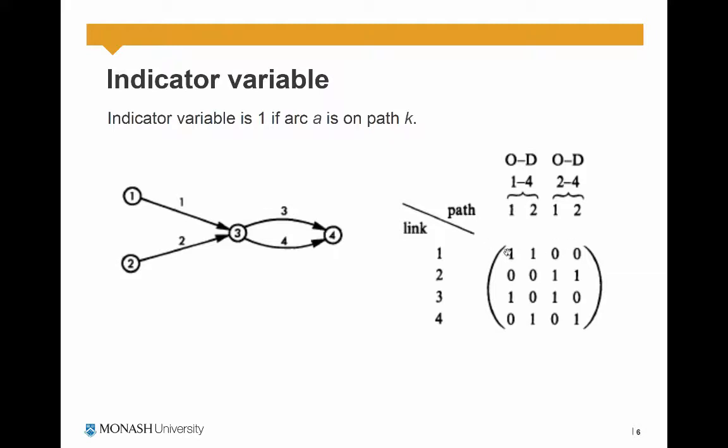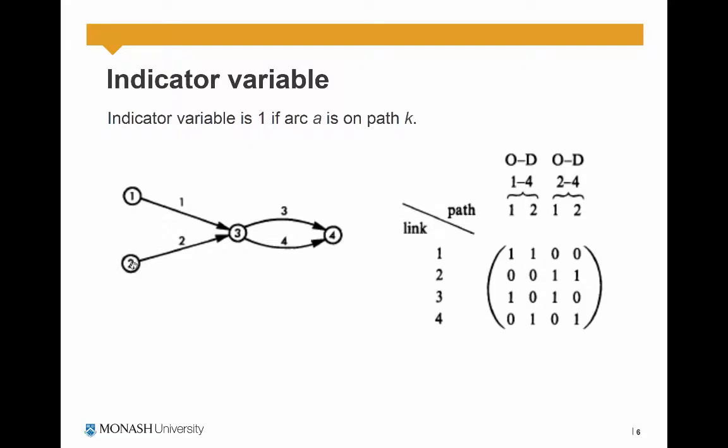So therefore, link 1 is 1, link 3 is 1, but links 2 and 4 are going to be 0. How about the second path between 1 and 4? It includes link 1 and 4. So link 1 is 1, link 4 is 1, but links 2 and 3 are going to be 0.